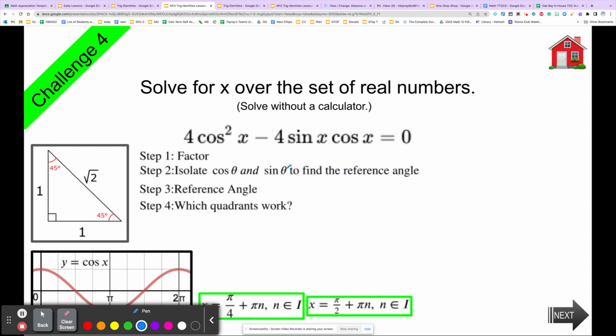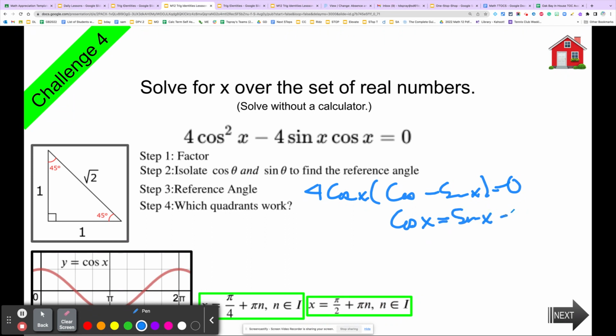Now the next part is, remember we had cos x minus sine x equals 0. So then what we're saying is, when does cos x equal sine x?